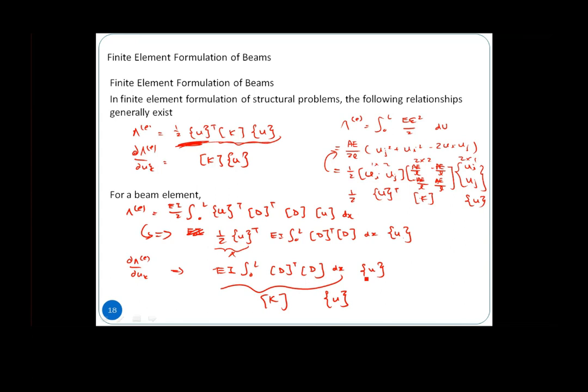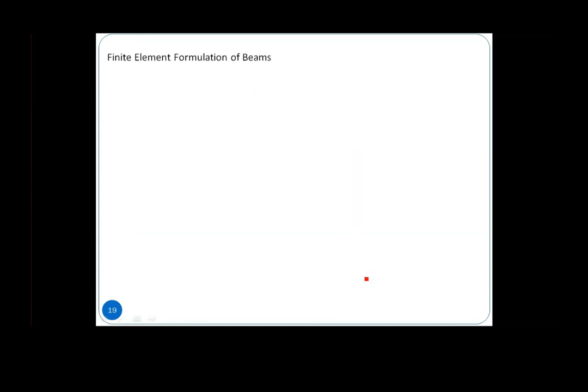All right, or the other way to prove it, I mean, if you want to prove that it should be like that, then we can do a more extensive one. Okay, so we can put E lambda equals EI over 2, integral from 0 to L of U transpose D transpose D U dx, right?